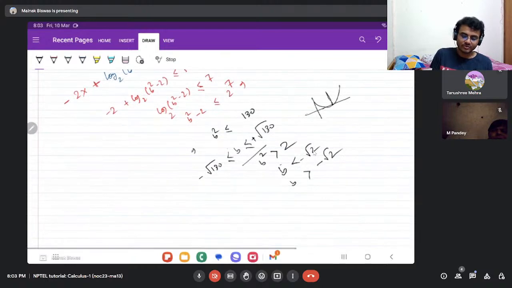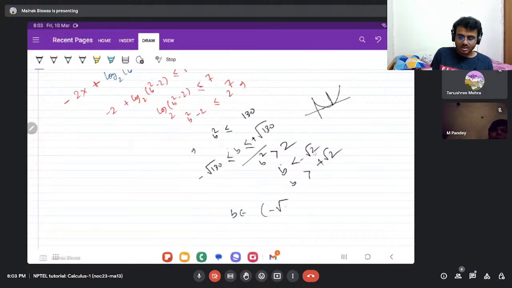What is the intersection of this set? b belongs to minus root 130 to minus root 2 union root 2 to root 130. Agreed?